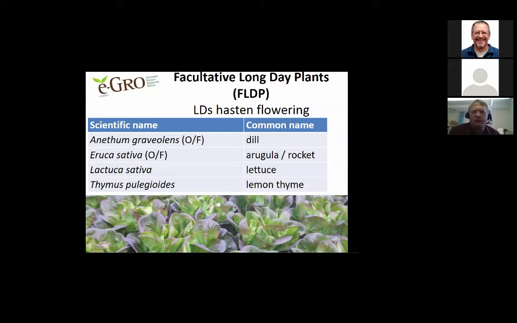Arugula or rocket is also noted as a long day plant, and it is not well researched. There may be differences between cultivars as to whether it's an obligate or facultative response. Lettuce also will flower under our long days of summertime, and we'll talk more about strategies to avoid early bolting in lettuce using both temperature and photoperiod. And then lemon thyme is another example of one of these facultative long day plants.